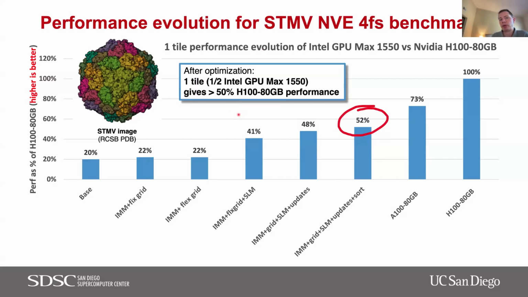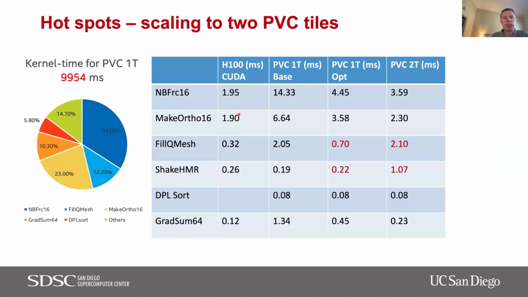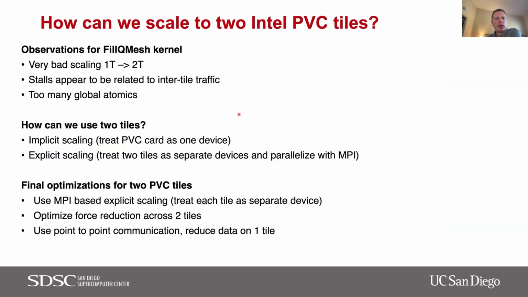Getting more than half of the H100 performance on half of the GPU. Now, when you're scaling to 2 tiles, so remember I talked about these tiles and stacks and so on. The GPU Max 1550 is basically 2 tiles that are exposed as 2 different devices, and so you have to program them explicitly, because you can use 2 tiles with implicit scaling and let the device and the runtime just handle it, but that's not very efficient.